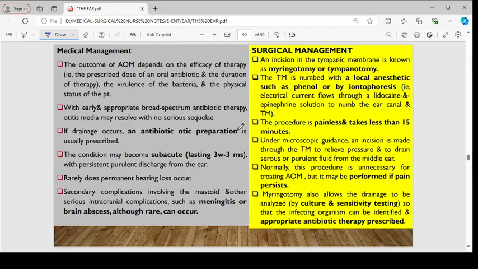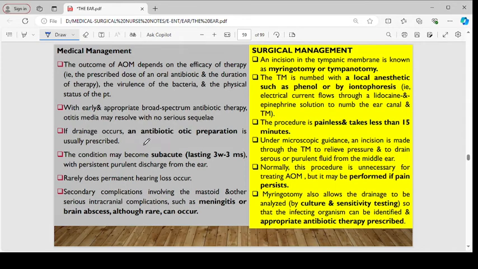In terms of managing acute otitis media, remember the outcome of this management will depend on the efficacy of the therapy, that is the prescribed dose of an oral antibiotic and the duration of the therapy, the virulence of the bacteria, and the physical status of that particular patient. But we expect with early and appropriate broad-spectrum antibiotic therapy, otitis media should resolve with no serious sequelae. If drainage occurs, an antibiotic otic preparation is usually prescribed.